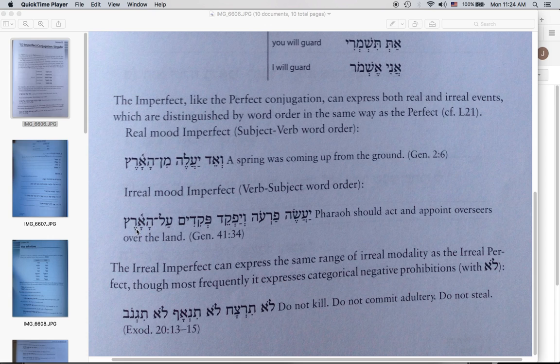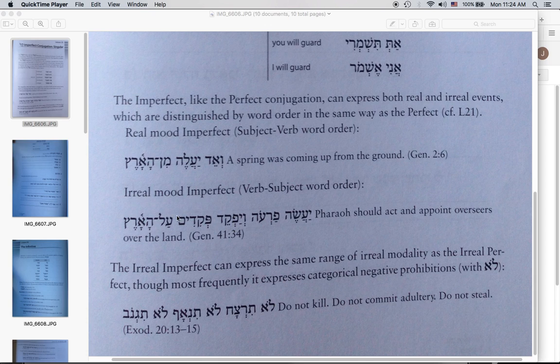the land. So here we have two imperfect verbs, right here, ya'aseh, and right here, yafked. Both of them are irreal. Pharaoh is the subject. Pharaoh has been moved to after the verb, and the verb's at the beginning. So this one we know is irreal because of the word order. And we have to add in English the should. Pharaoh should act. Sometime in the future he should, but maybe he won't. We don't know. That's why it's irreal, because it might happen in the future.